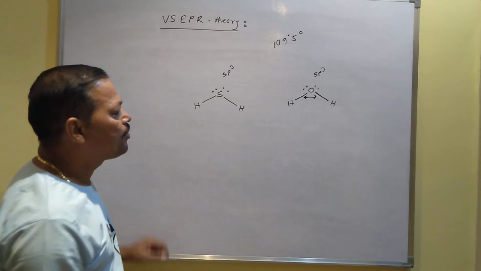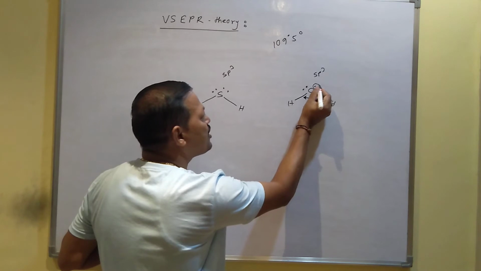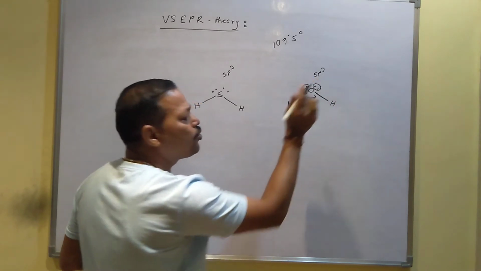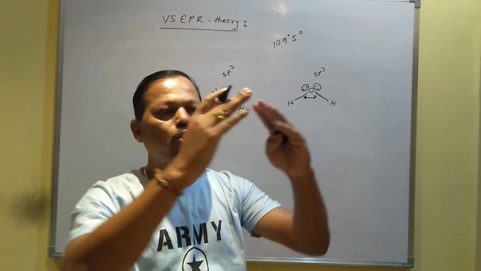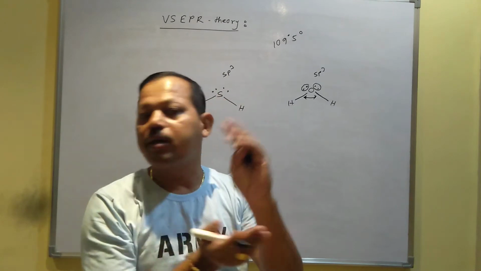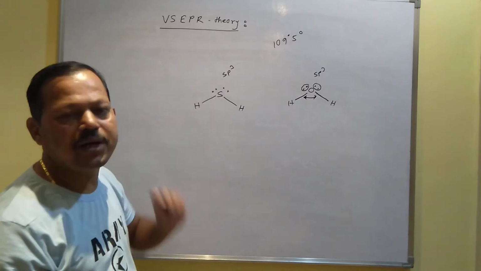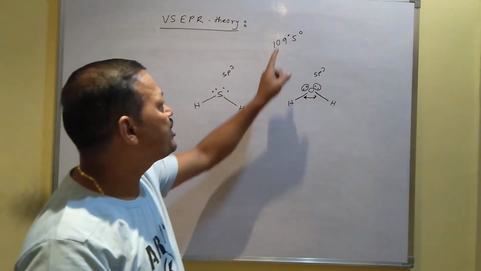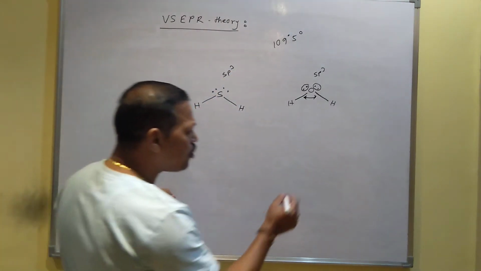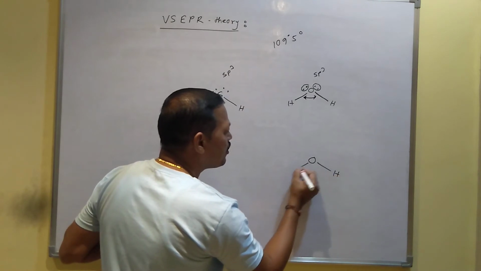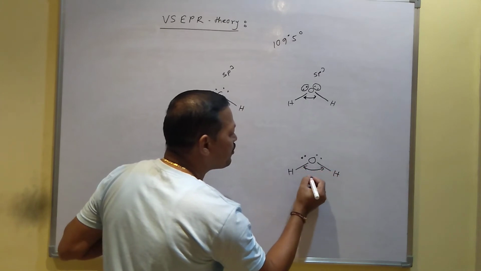Since 2 lone pairs are present, some lone pair repulsion takes place, and due to this lone pair repulsion, the bonds come closer to one another. When the bonds come closer, the bond angle goes on decreasing, and that is why in both water and H2S, due to lone pair repulsion, the bond angle decreases from 109.5 degrees.